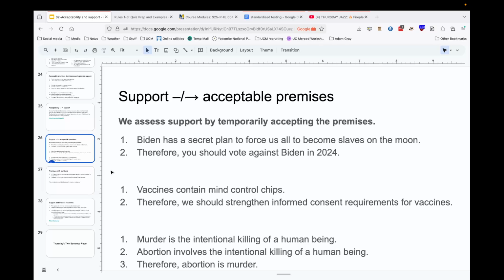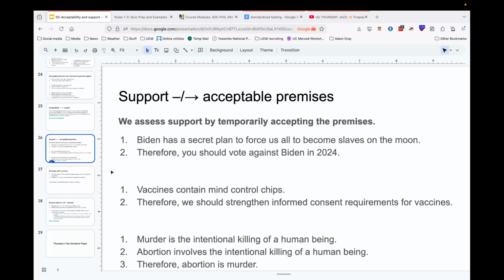When we assess support, we temporarily accept the premises, or we assume for the moment that everyone involved in the conversation would accept the premises, whatever they are. So, first argument, premise: Biden has a secret plan to force us all to become slaves on the moon. This is a ridiculous premise. I don't think I've encountered any conspiracy theorist, no matter how outlandish, who thinks Biden wanted to make us moon slaves.